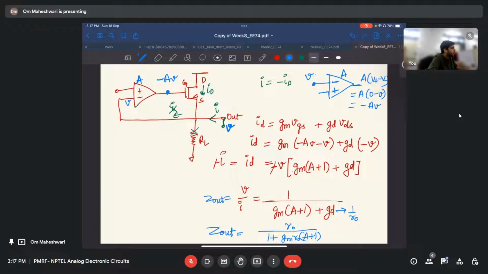Sir, what about the virtual short concept here? Okay, so the virtual short concept is only applied in feedback, not in open loop configuration. Okay, understood, sir.